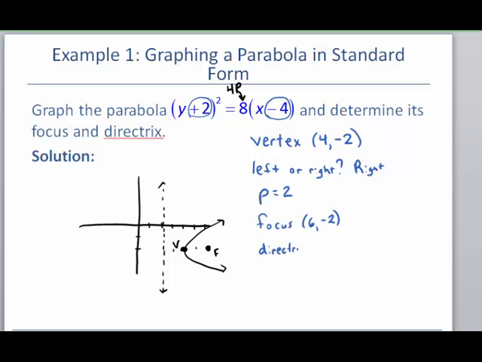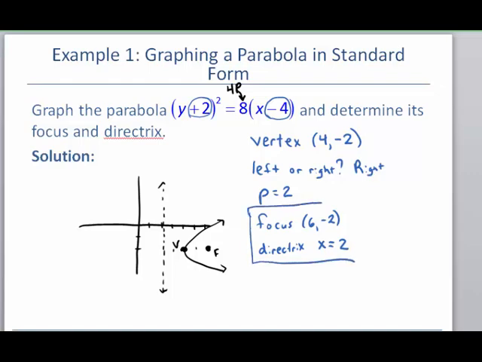Well, it is a vertical line, and we know that vertical lines start out x is equal to. And what is x equal to? X is equal to 2. X is equal to 2 is going to be my directrix. Now, we've done this part of the problem.